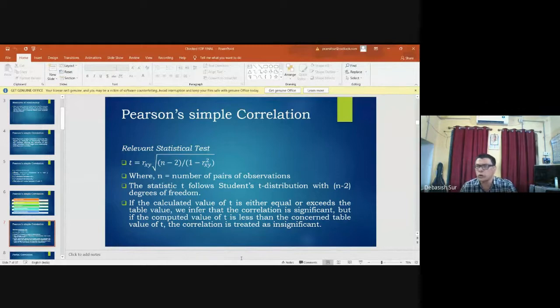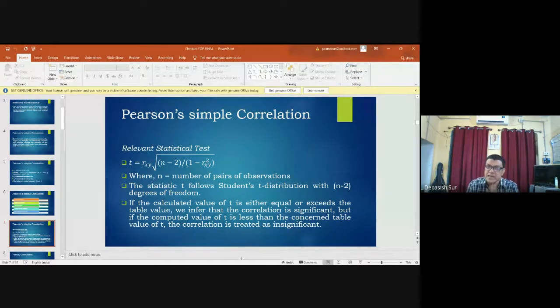Here, in order to examine whether the computed value of correlation is statistically significant or not, the t-test is used, where t equals rxy times the root of n minus 2, divided by the root of 1 minus r square. Here rxy is the simple correlation coefficient and n is the number of pairs of observations. The degree of freedom is n minus 2. That means if the number of pairs of observations is 20, then the degree of freedom will be 20 minus 2, that means 18.